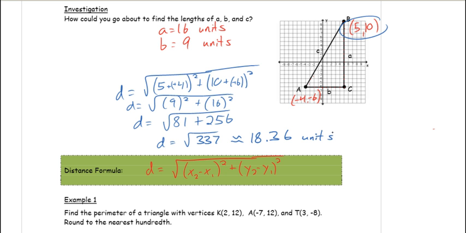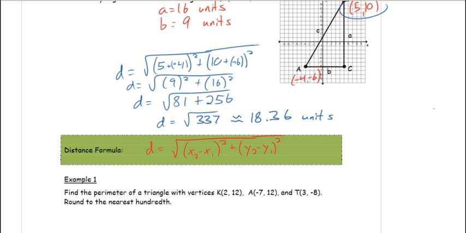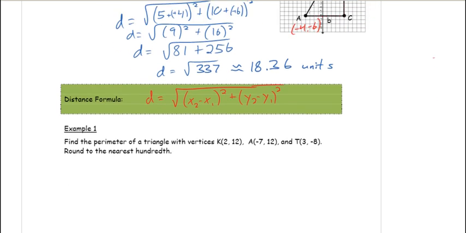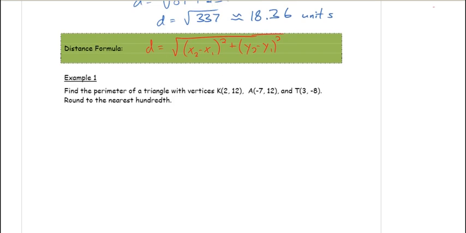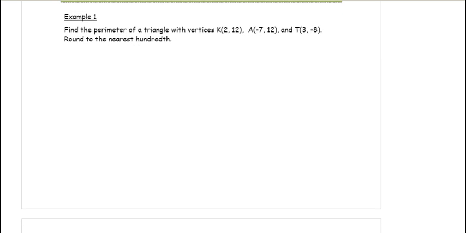Okay, make sure you're able to get to that radical answer, and then if I ask, go ahead and put it in a decimal. So we're going to look at a couple of examples. Distance formula is just something you want to make sure you're able to use. It will come up over and over again. These take a while, so we're going to do one now, and then I'm going to have you guys do one to bring in to class tomorrow.